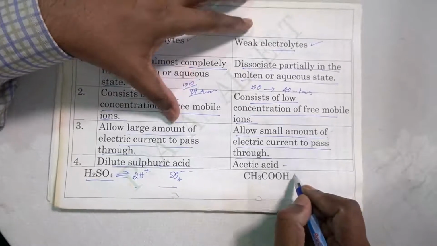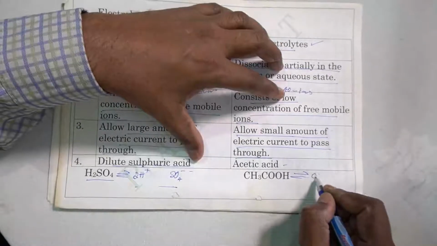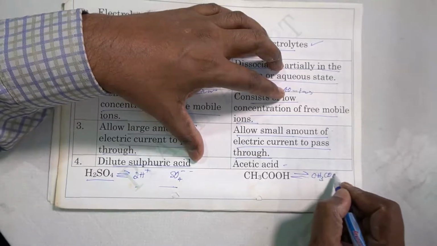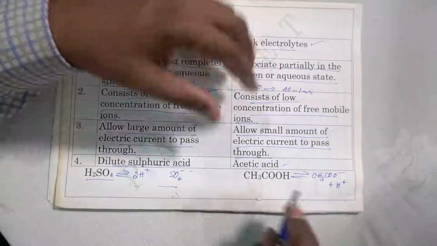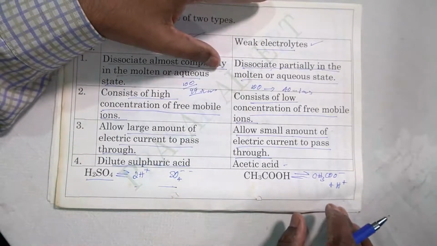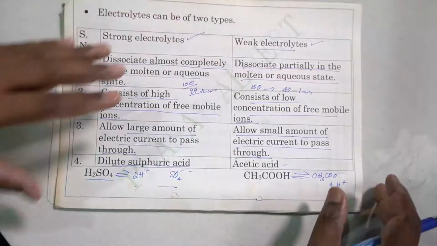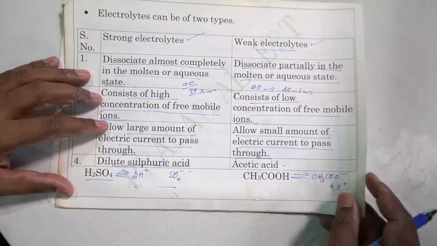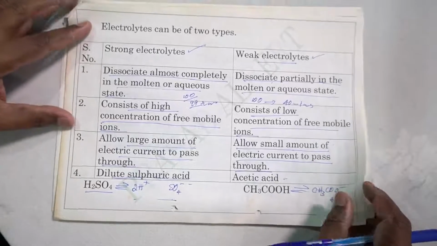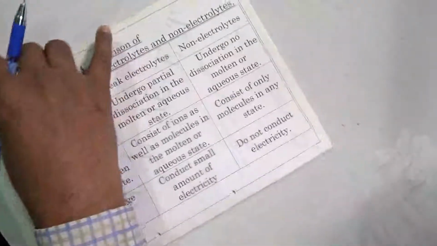Example, acetic acid. It splits into ions, CH3COO minus, the acetate ion, and the hydrogen ion. See, it is splitting, but the thing is, all molecules do not split. Only some molecules are splitting. The remaining molecules stay as unionized molecules. So the amount of mobile ions available is less. So the current passed is less. So that is about weak electrolytes.